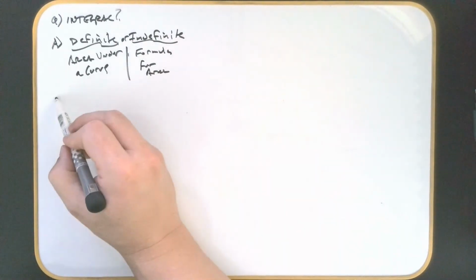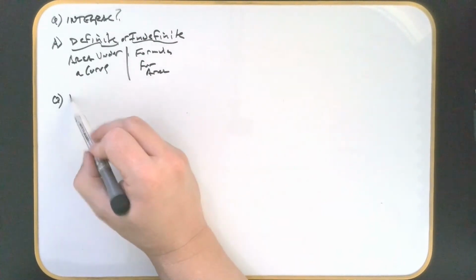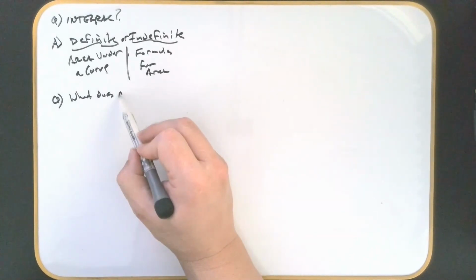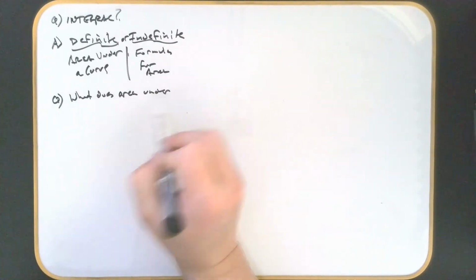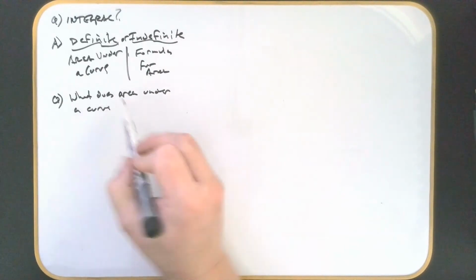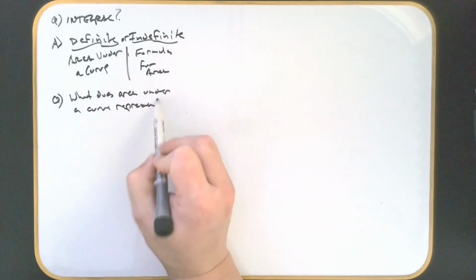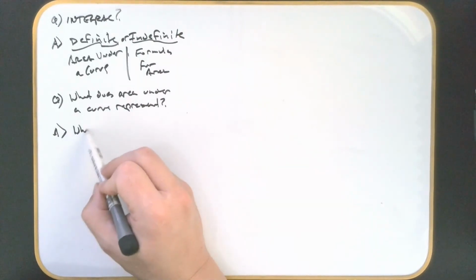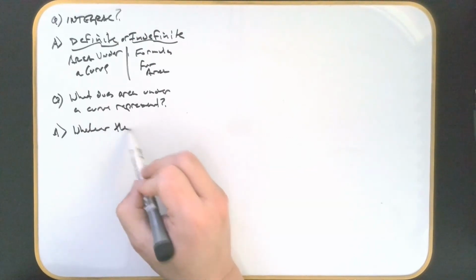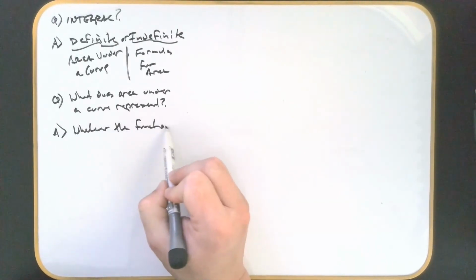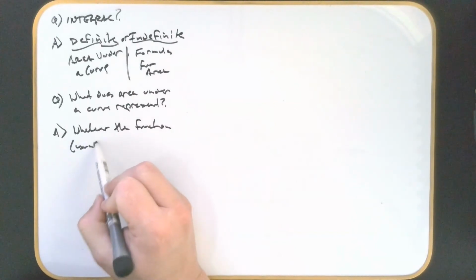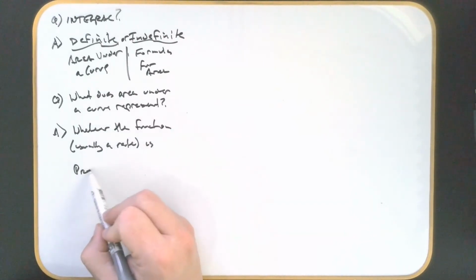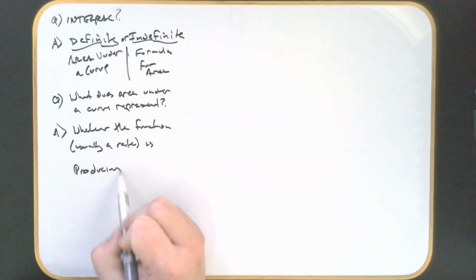Okay, and then the next question is, what does it represent? What does area under a curve represent? And the answer to that is whatever the function, which is usually a rate, is producing. And we've done that with the rate questions.